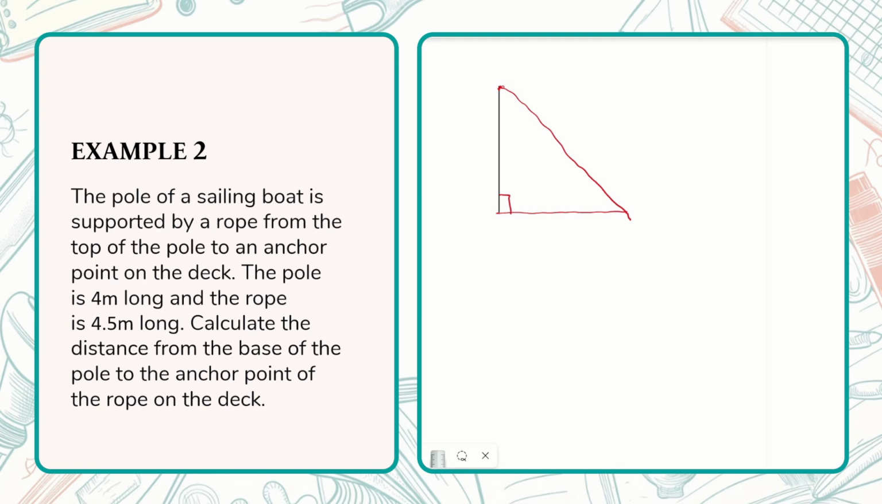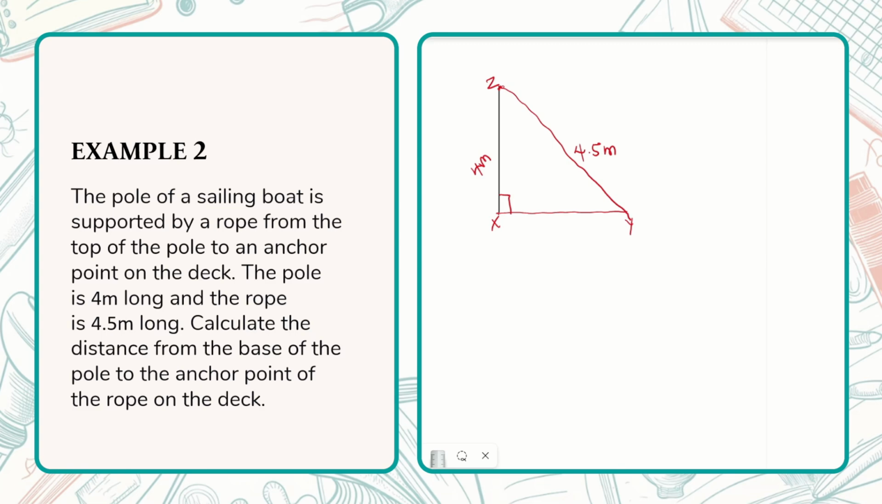They say that the pole is 4 meters long, and they've also given us the rope to be 4.5 meters. Now we are asked to calculate the distance from the base of the pole, which is here, let's call it X, to the anchor point of the rope, which is Y. So we can call this side, let's say, Z.